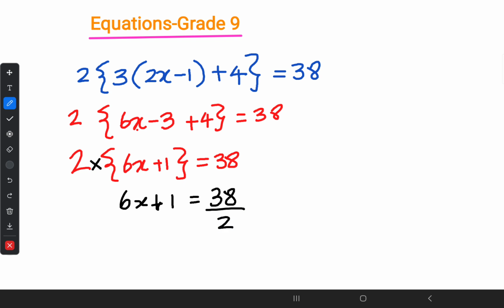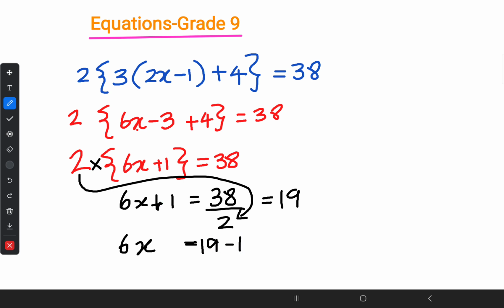Here no need to indicate the curly brackets furthermore, because we just did the operation: the multiplicand 2 became a dividend 2. So no more curly bracket. Then 6x plus 1 equals 38 divided by 2, it's 19. So 6x equals 19 minus 1. The positive one will become a negative one. So x should be equal to 18 divided by 6, 3.